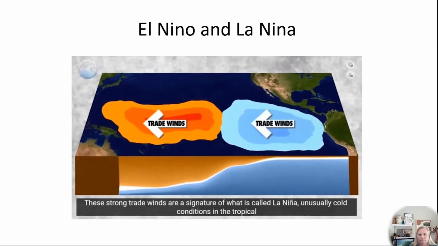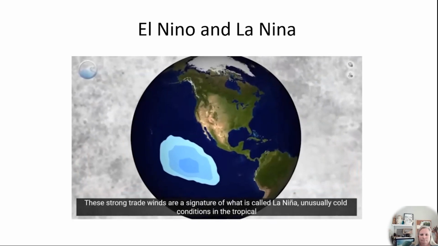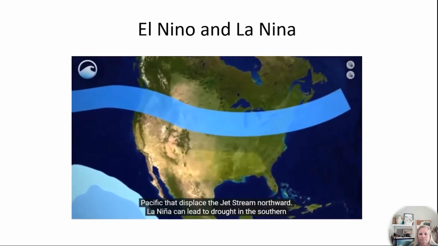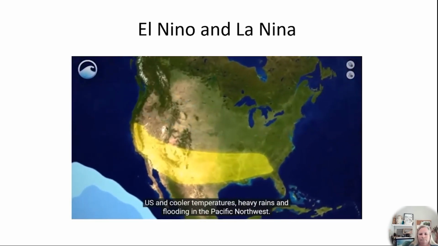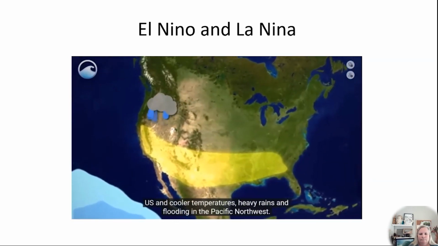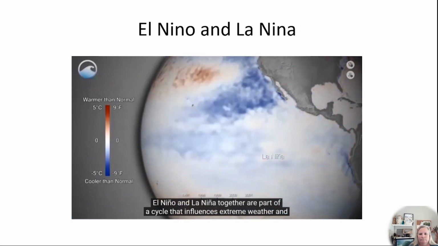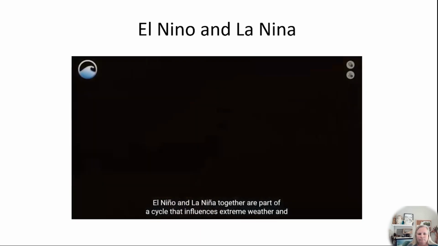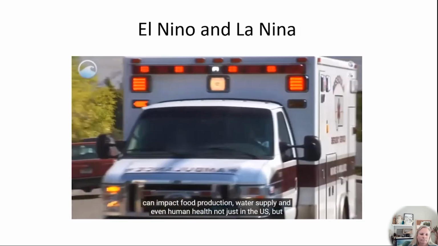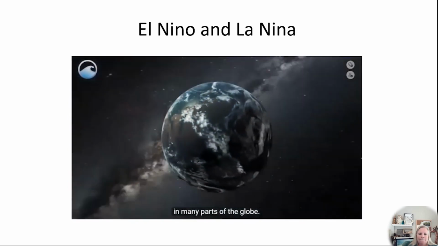These strong trade winds are a signature of what is called La Nina, unusually cold conditions in the tropical Pacific that displace the jet stream northward. La Nina can lead to drought in the southern U.S. and cooler temperatures, heavy rains, and flooding in the Pacific Northwest. El Nino and La Nina together are part of a cycle that influences extreme weather and can impact food production, water supply, and even human health, not just in the U.S., but in many parts of the globe.